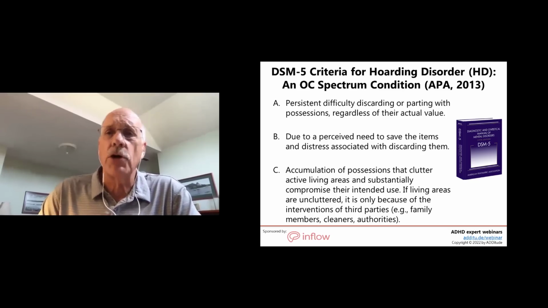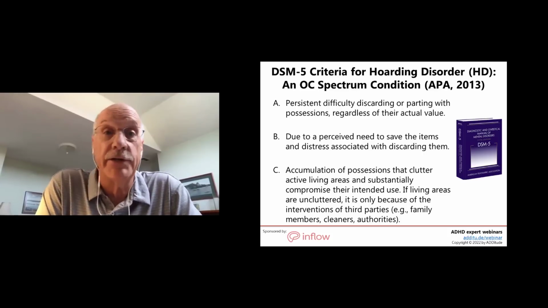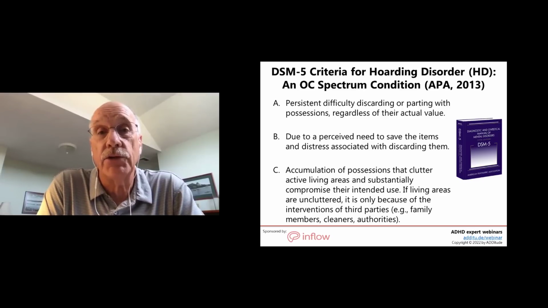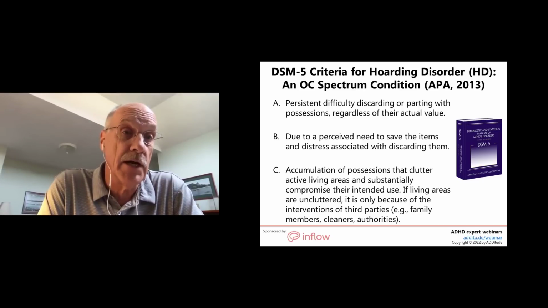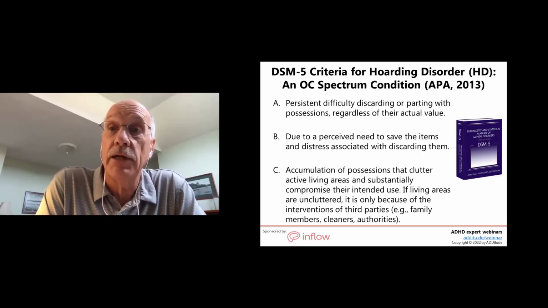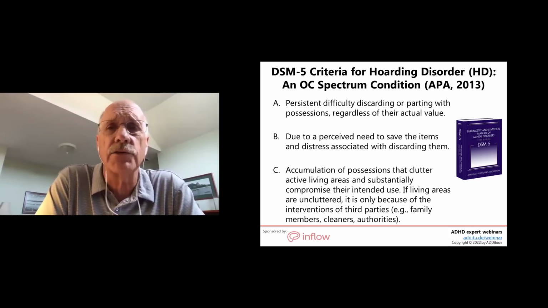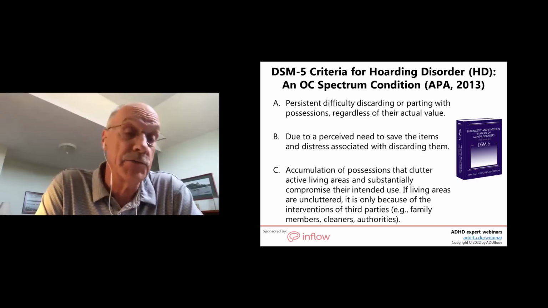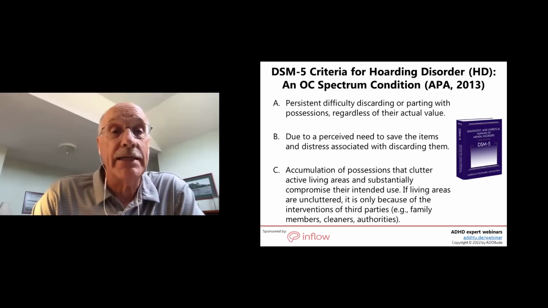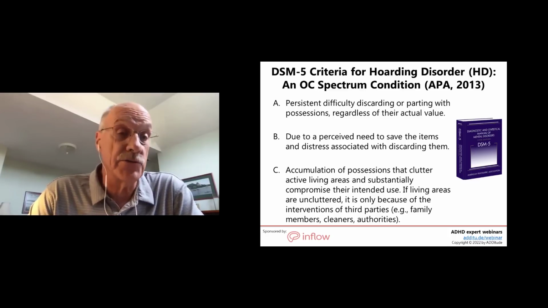So I want to start by talking about the diagnostic criteria. In 2013, the American Psychiatric Association included hoarding disorder for the first time in its Diagnostic and Statistical Manual of Mental Disorders. It was listed as one of the obsessive-compulsive spectrum conditions in the DSM. So it was in the same category as disorders like obsessive-compulsive disorder and body dysmorphic disorder and so forth. There are three primary conditions. These are called inclusion criteria.